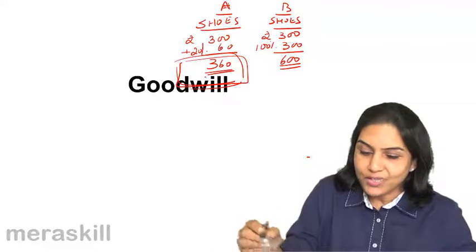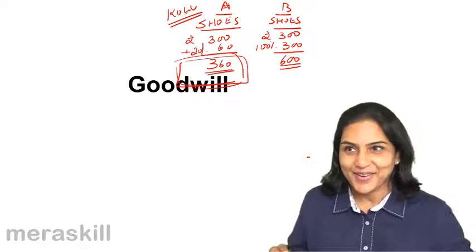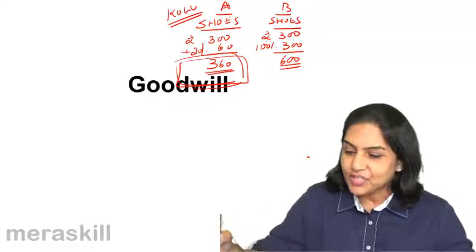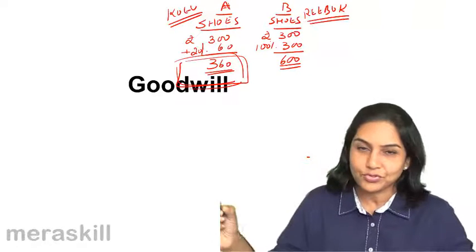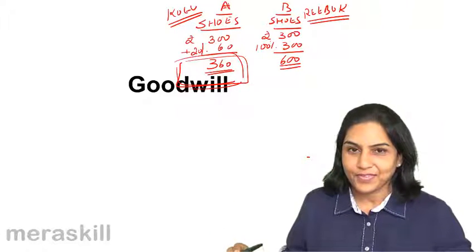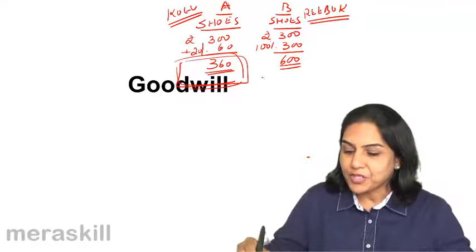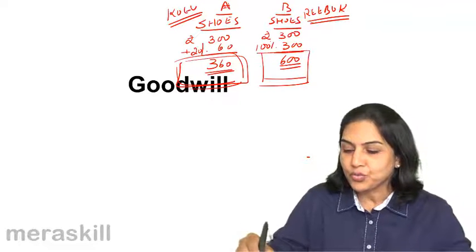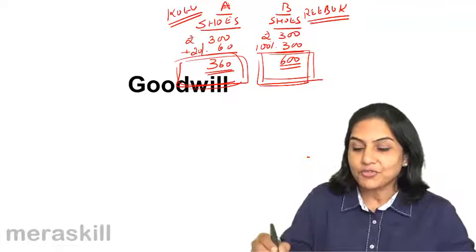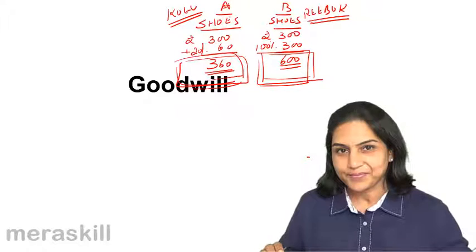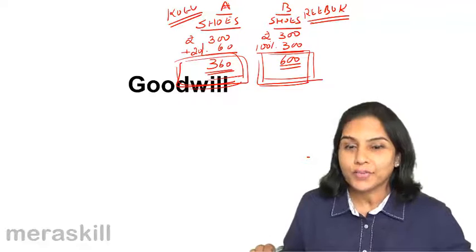Let us now say that these shoes are called Kolu shoes. And these shoes are actually Reebok shoes. Once these names have been brought in, it is quite possible that many of us would prefer to buy these Reebok shoes for 600 rupees instead of the Kolu shoes for 360. That is the effect of goodwill.